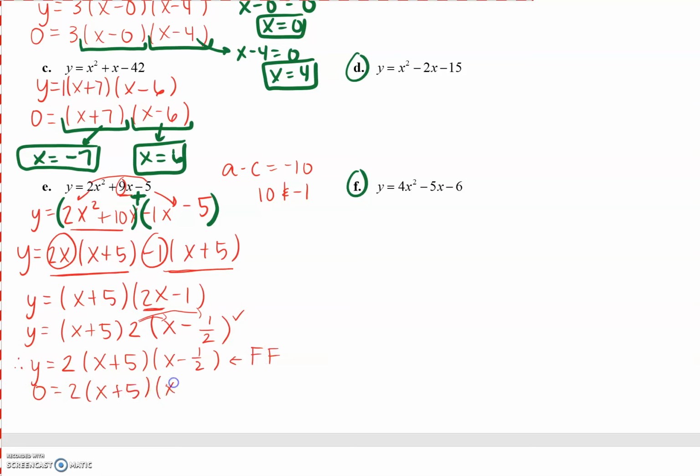As soon as I set y equal to 0, I can identify my two roots because they come from my two factors. So if I solve the first one, I get x equals negative 5. And if I solve the second one, I get x equals a half. So those are my two roots.